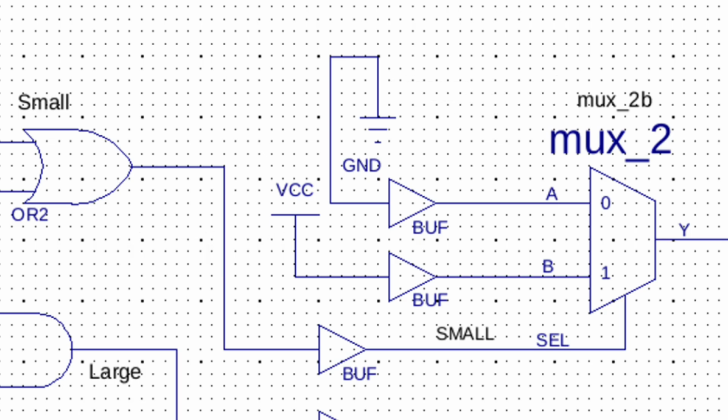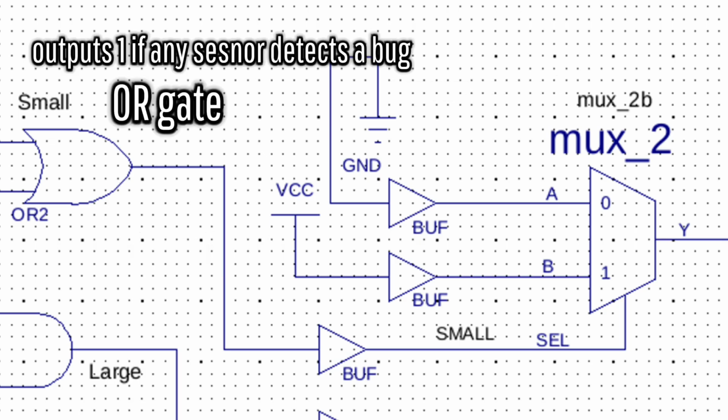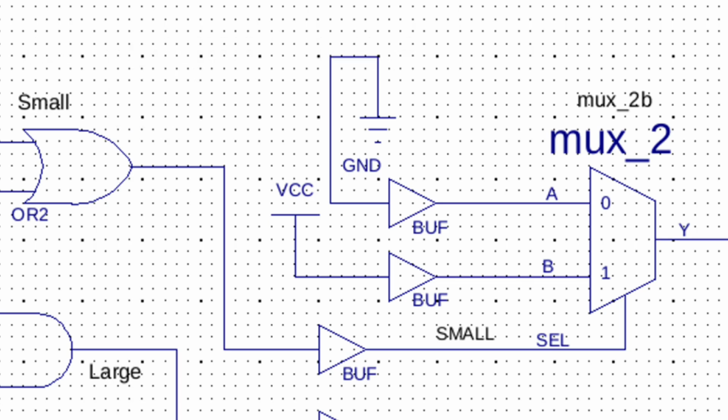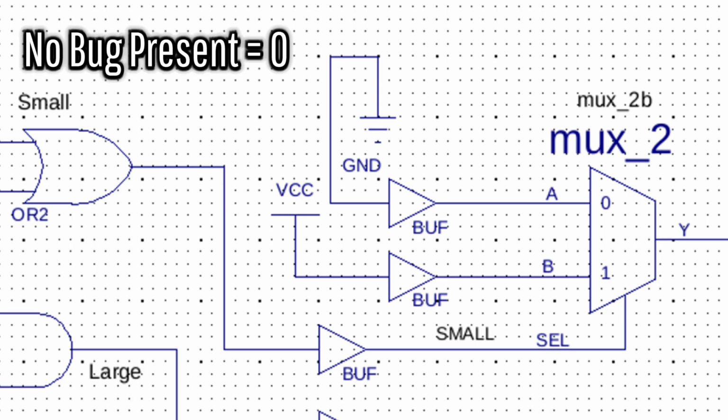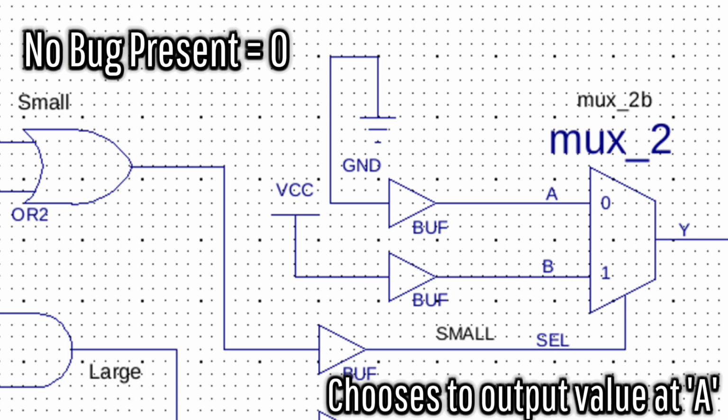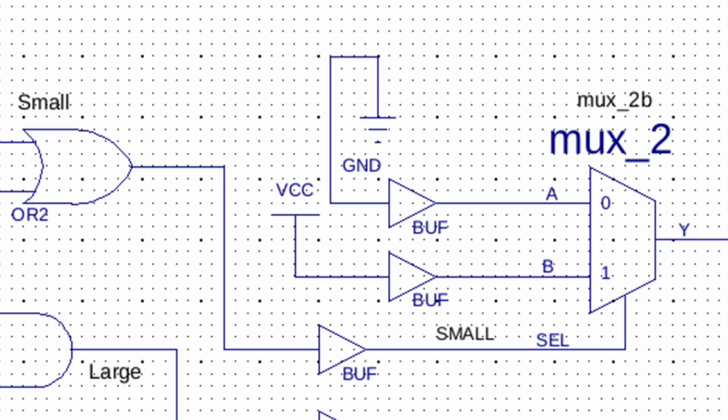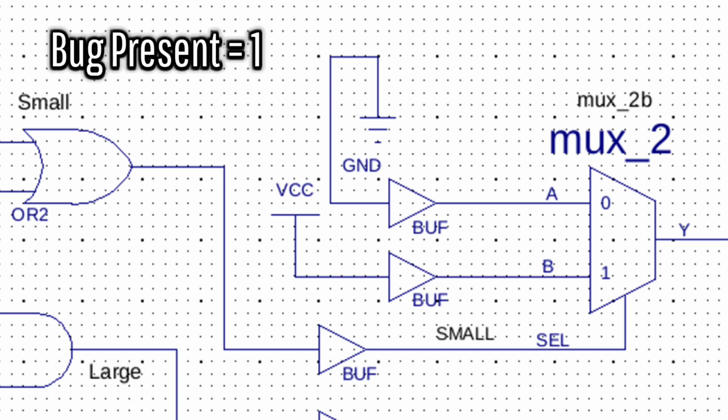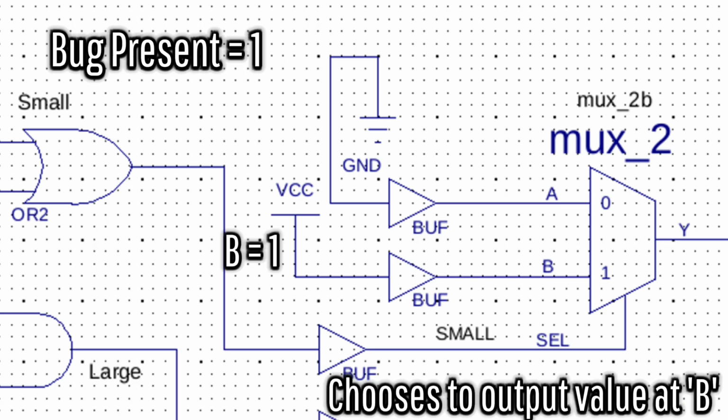The output of the OR gate, which was used to determine if the bug is small or not, is used as the cell input. By doing this, if no bug is present, the cell will be 0, and the output of the multiplexer will equal A, which, as we said, is always going to be 0. On the other hand, if any sensor is detected, then cell will have a value of 1, and the output of the multiplexer will equal B, which is always going to be 1.